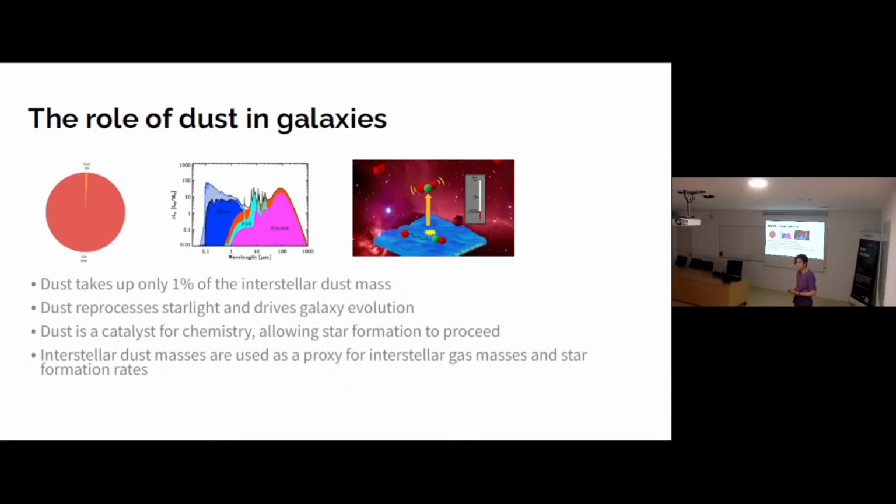Dust is also a catalyst for chemistry. It particularly plays a role in the formation of important molecules like molecular hydrogen, which stands at the very beginning of the chemical network that leads to the formation of more complex molecules. And molecules are essential for star formation to proceed. And then finally, for this talk at least, I'm interested in interstellar dust masses, which are used as a proxy for star formation rates, especially in cases where we don't have any other information.